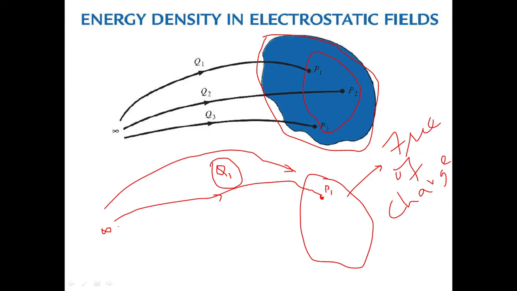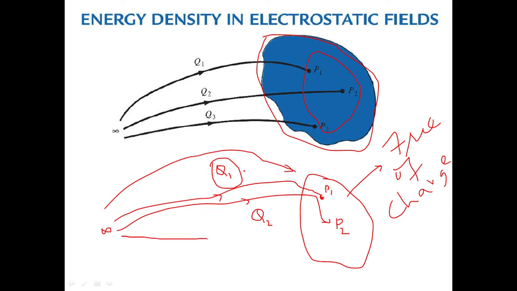Now next, from infinity we'll get one more charge to point p2, that is q2. So bringing q2 from infinity to point p2. Now what will be the work done? There has to be some work done, because already there is some charge q1, right? Now q2 depends on what is the charge q1, right?